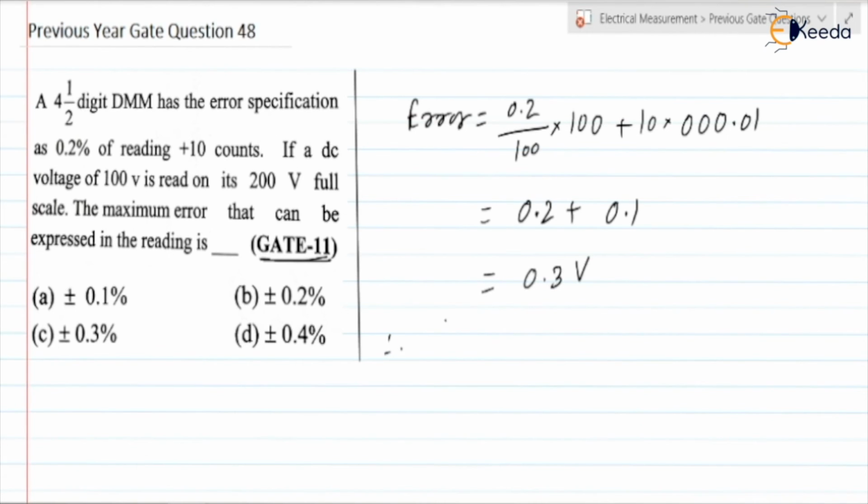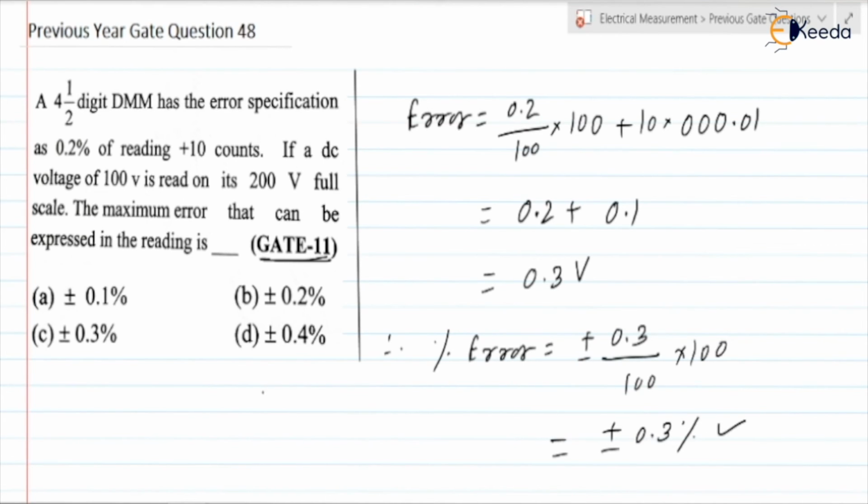So therefore we can write percent error is equal to plus minus 0.3 divided by 100 into 100, so it is equal to plus minus 0.3%. So if you check the options, the correct option is option C. Are you getting the point? Are you getting how we have calculated this one? Yes, this is like your resolution.